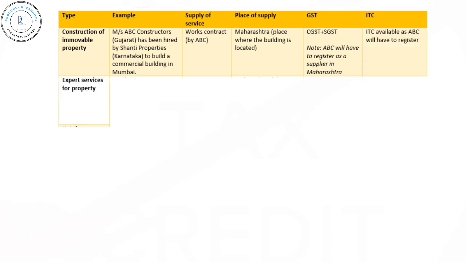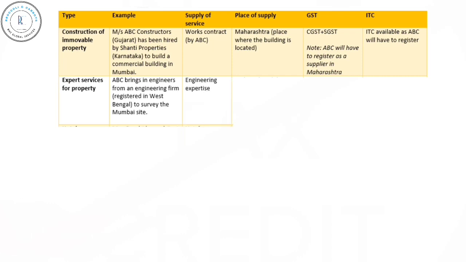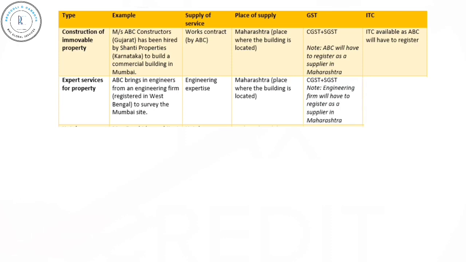Type. Expert services for property. Example. ABC brings in engineers from an engineering firm registered in West Bengal to survey the Mumbai site. Supply of service. Engineering expertise. Place of supply. Mumbai, place where the building is located. GST. CGST plus SGST. Note. Engineering firm will have to register as a supplier in Maharashtra. ITC available as engineering firm will have to register.